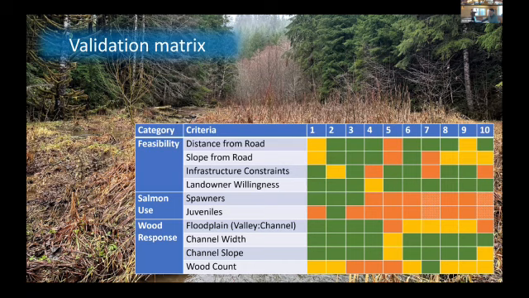These are the criteria: the distance from road, slope from road, infrastructure constraints, landowner willingness. This is kind of the makeup of the rapid assessment, checking off these boxes, whether they fit or not.